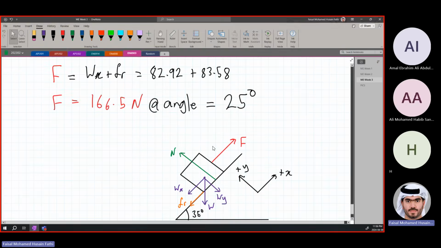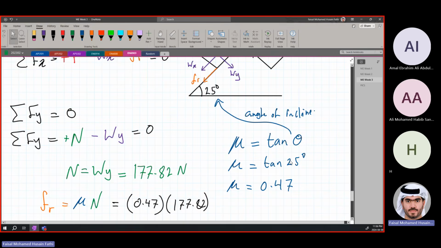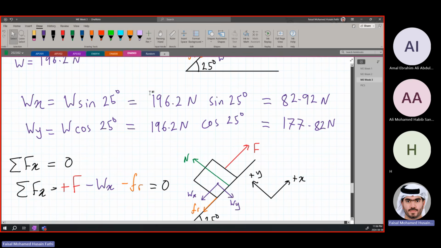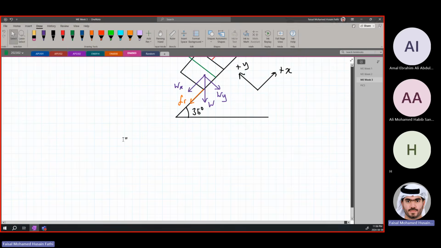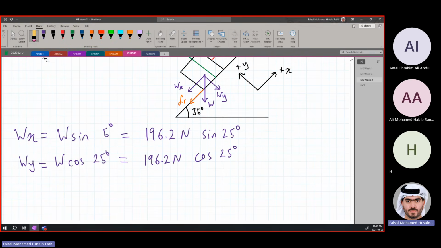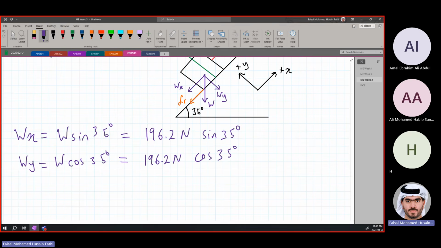However, this is only going to affect your Wx and Wy. The tan theta is still tan 25 because the slip is not occurring at 35 degrees. The slip is occurring at 25 degrees. So the only values that will change here are these values. Instead of sine 25 and cosine 25, it will become sine 35 and cosine 35, which will change our entire solution. So if I just rewrite this down here again, all I'm going to do is remove the 25's and put 35, and then I'm just going to calculate for the new one, 96.2 sine 35.